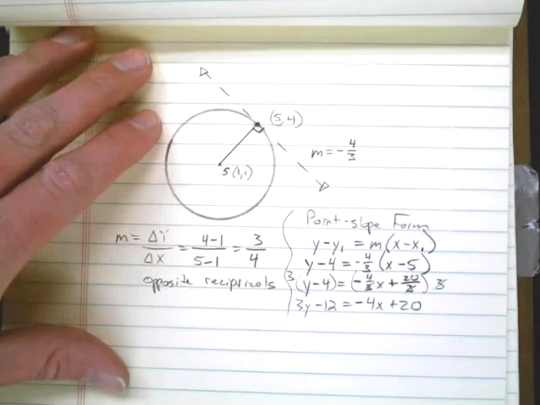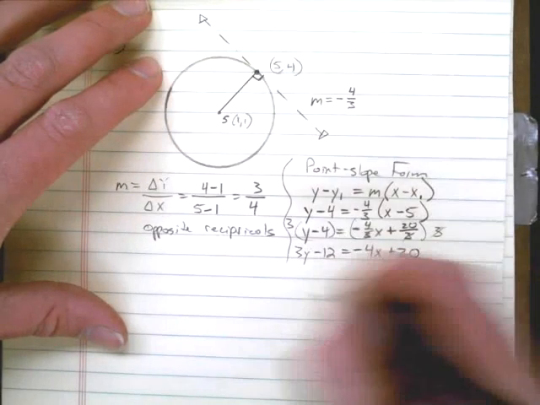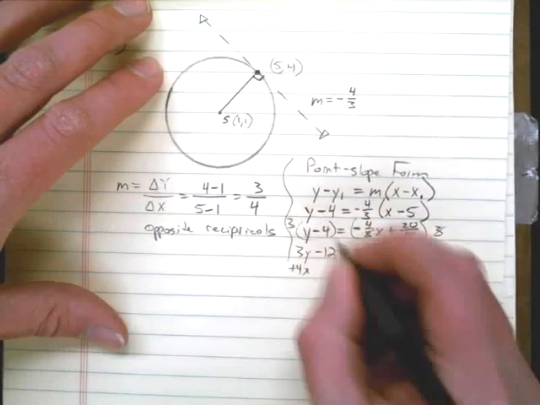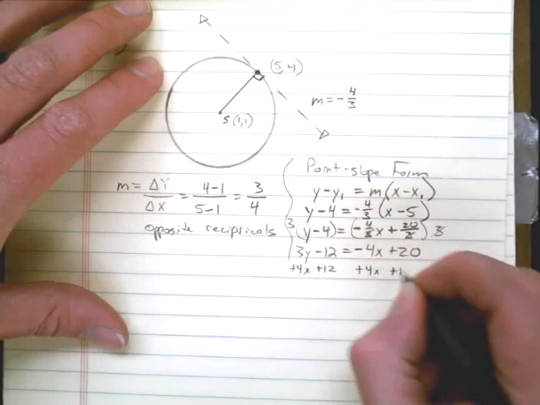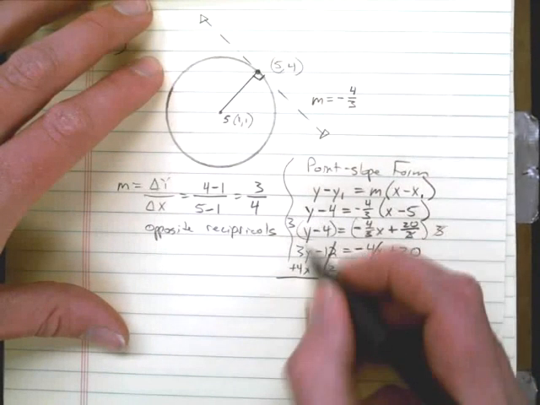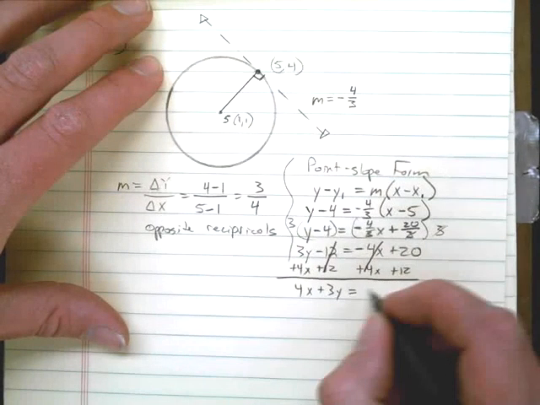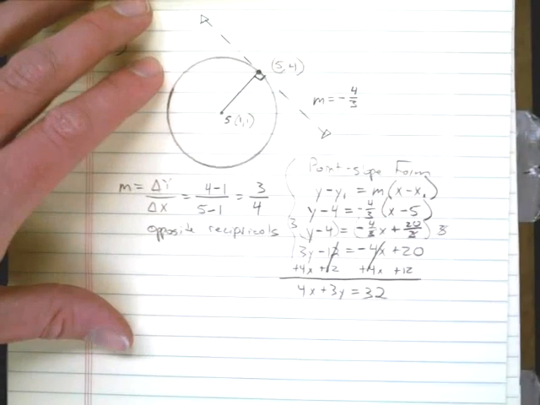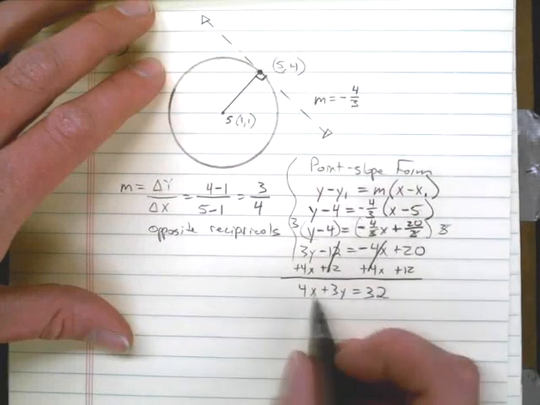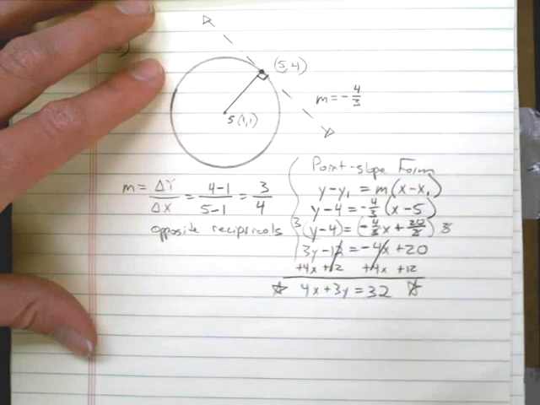Now it's a matter of choosing to put it in slope-intercept form or standard form, and the easiest right now would be standard form. So you would add 4x to both sides, and add 12 to both sides. Those cancel, these cancel. You'll be left with 4x plus 3y equals 32, which is the standard form. So that's the answer that the book gave.